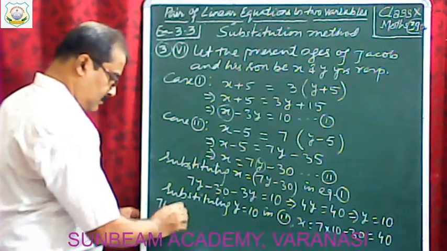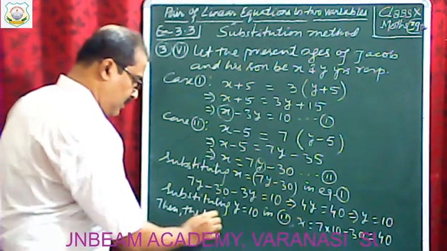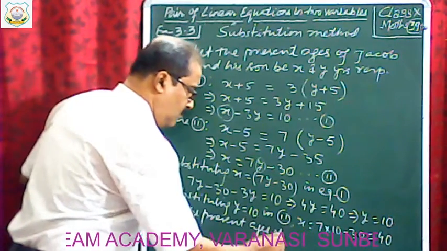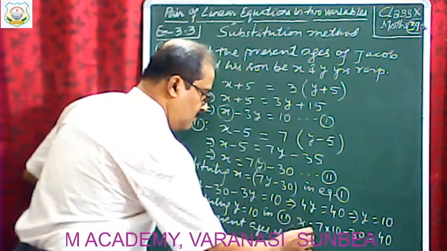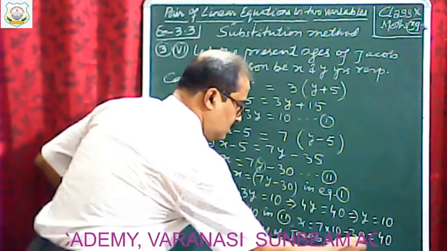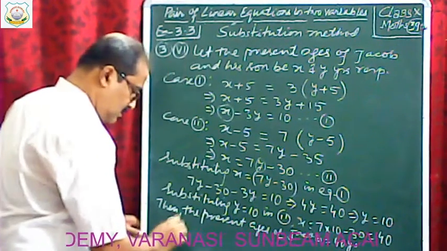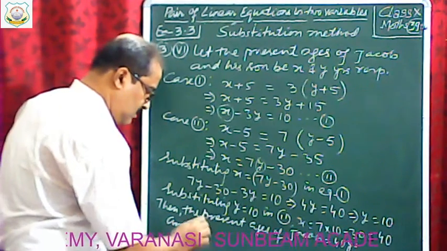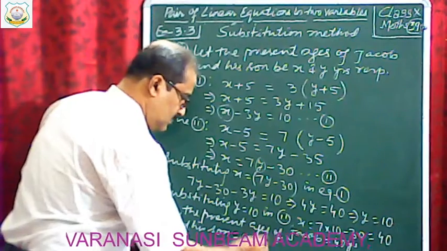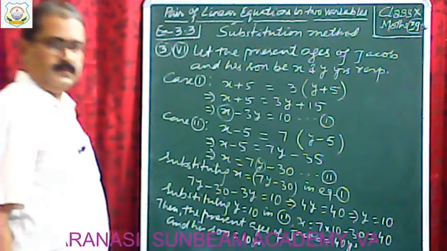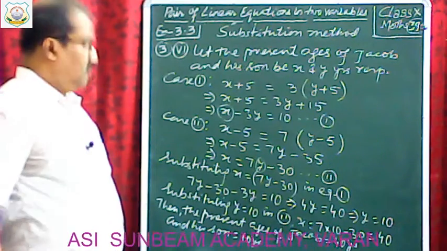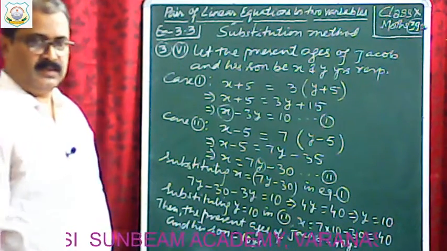Okay, we get the present ages of Jacob and his son. Then the present ages of Jacob equal to 40 years and his son equal to 10 years. Okay. So graphical method and substitution method we have done.